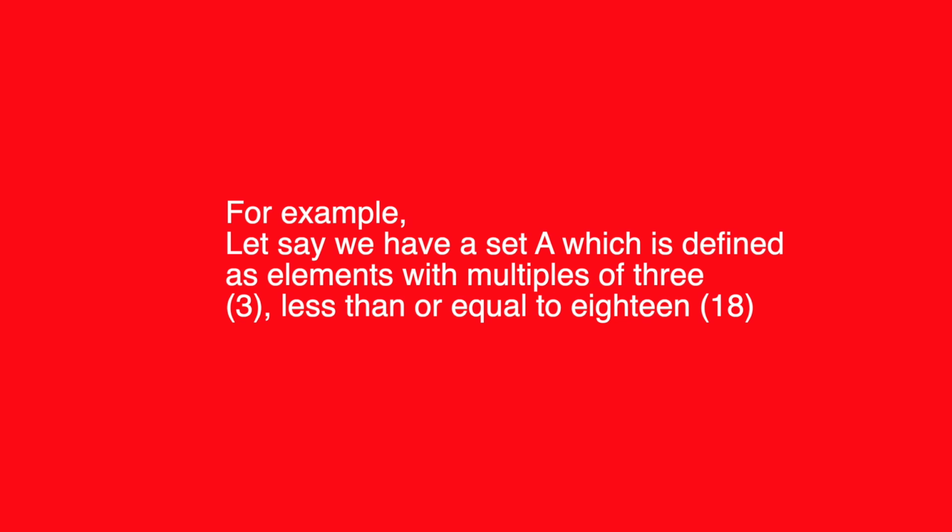So, for example, let's look at a set. Let's say set A, where we have multiples of 3 less than or equal to 18. So if we write it, set A would be equal to 3, 6, 9, 12, 15, 18, right? Pretty straightforward, well-defined.